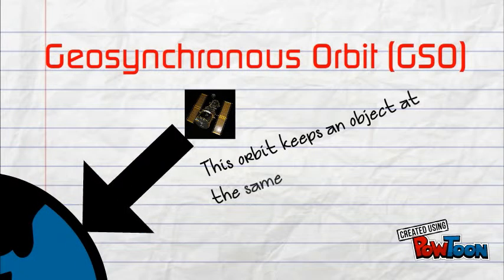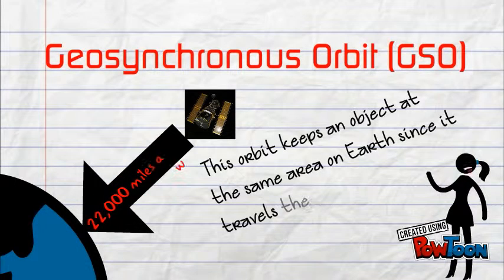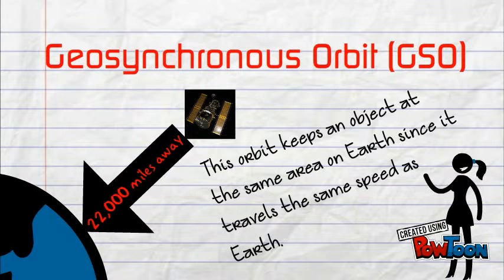Geosynchronous orbit. This orbit keeps an object at the same area on Earth since it travels the same speed as Earth. It has to be about 22,000 miles away from Earth in order to counteract the pull of gravity.